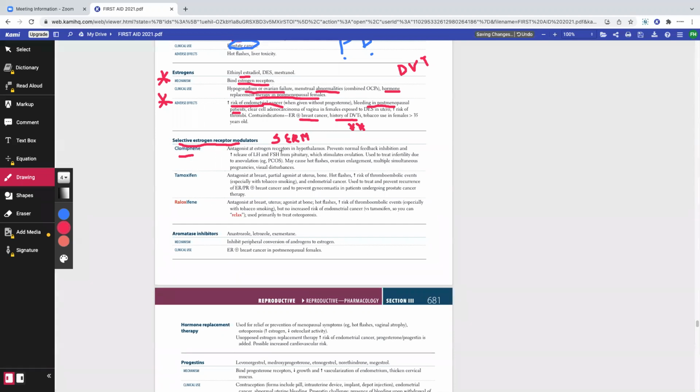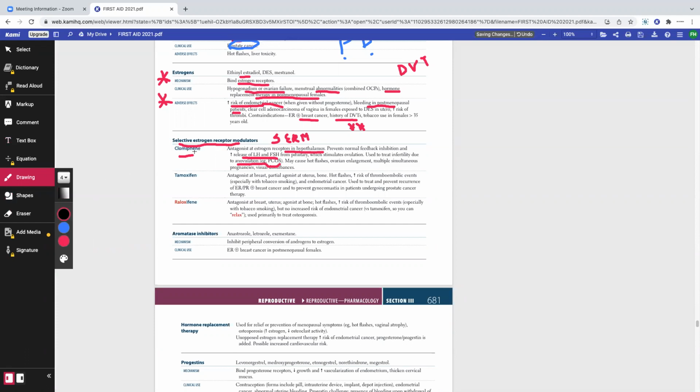So they are antagonists at the estrogen receptor in the hypothalamus, and they can also act as an agonist, depending on how you give this. It prevents normal feedback inhibition and increases the release of FSH and LH from the pituitary, which stimulates ovulation. It's used to treat infertility due to anovulation. It may cause hot flashes, ovarian enlargement, multiple simultaneous pregnancies, and visual disturbance.